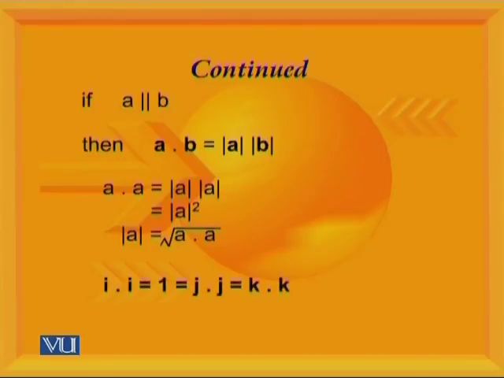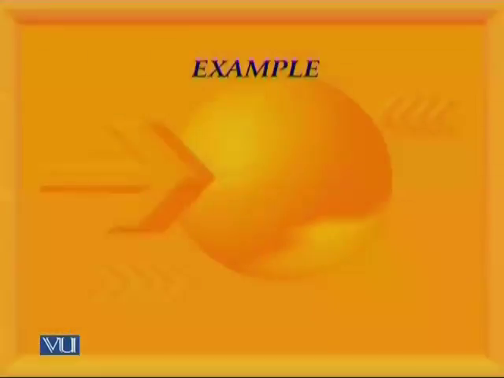Now i dot i and j dot j and k dot k are equal to 1, because these are parallel to each other, these are the same, and their magnitudes are unit. For this we take an example. So let us do one example for this.